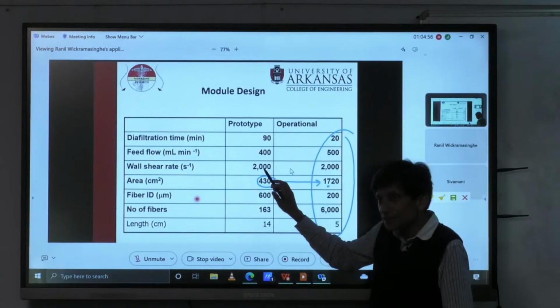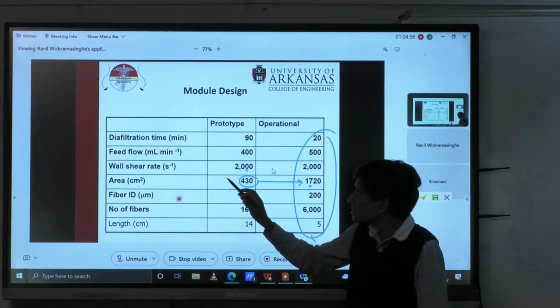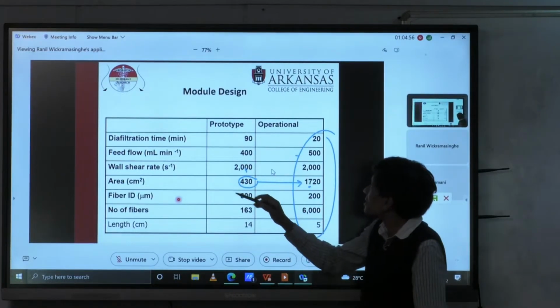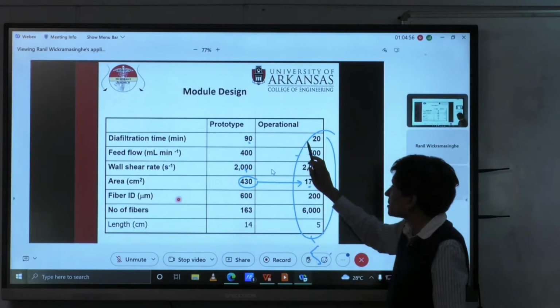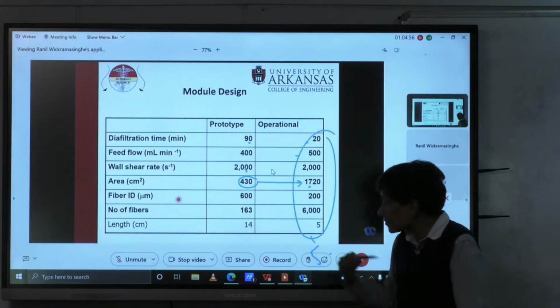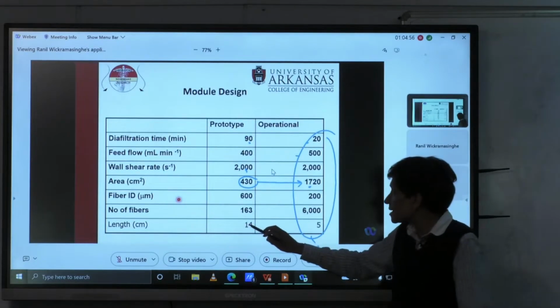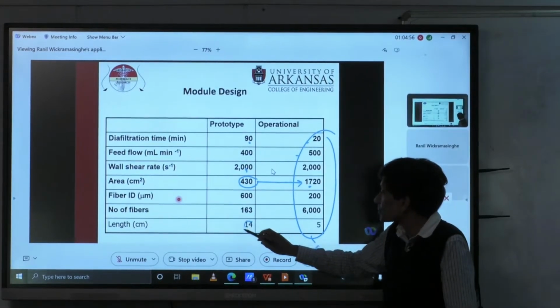We kept the wall shear rate the same because we don't want more blood damage. The feed flow rate we changed marginally, that was okay. And the diafiltration time went from 90 minutes to 20 minutes. And the time for the concentration step was approximately 10 minutes, okay? And we also changed the length. You can see here, the prototype was 14 centimeters.